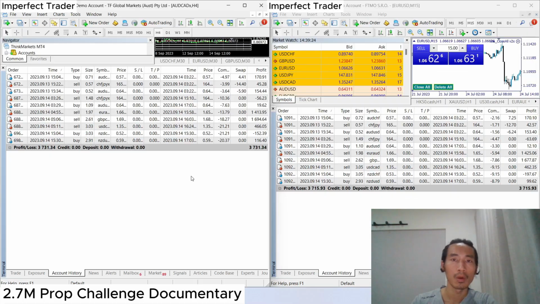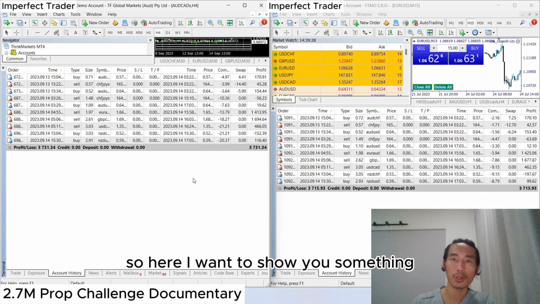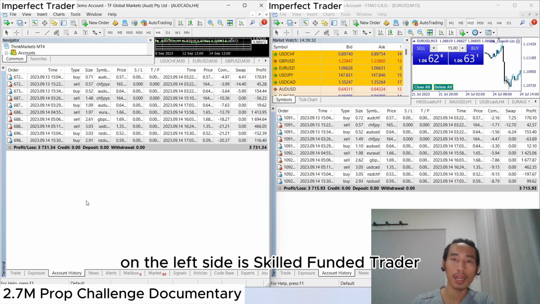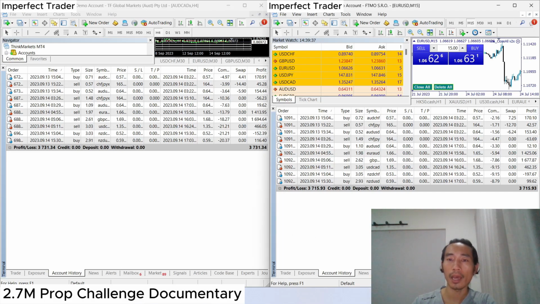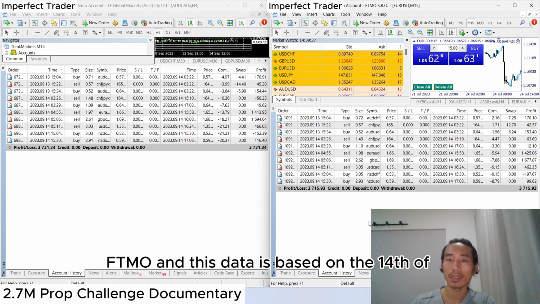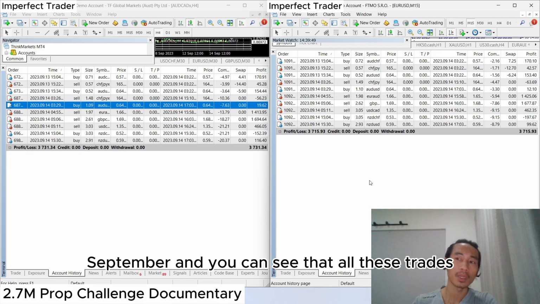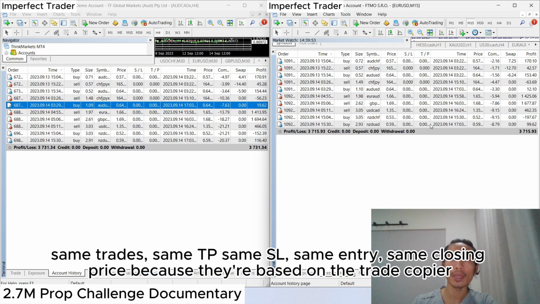Let me show you something. Alright, YouTube, here I want to show you something. This right here, on the left side is Scale Funded Trader, on the right side is FTMO. This data is based on the 14th of September, and you can see that all these trades are actually the same. Same take profit, same stop loss, same entry, same closing price, because they are based on the trade copier.